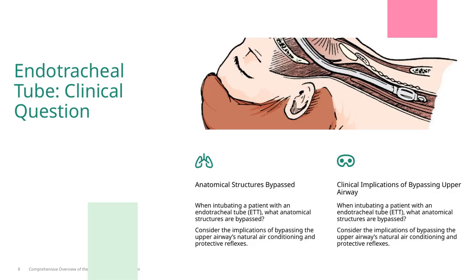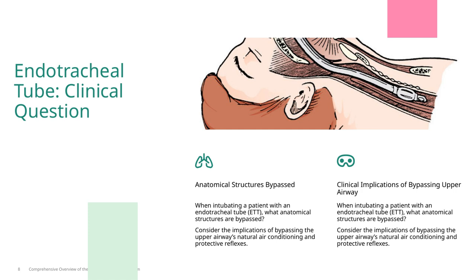When we consider intubating a patient with an endotracheal tube, or ETT, it's important to understand which anatomical structures we are bypassing. Essentially, by inserting the tube through the mouth or nose and into the trachea, we are skipping over the upper airway. This includes structures like the nose, the oral cavity, the pharynx, and the larynx.